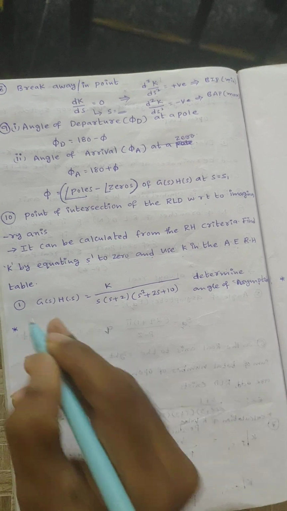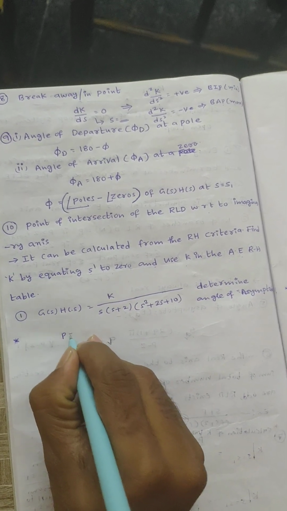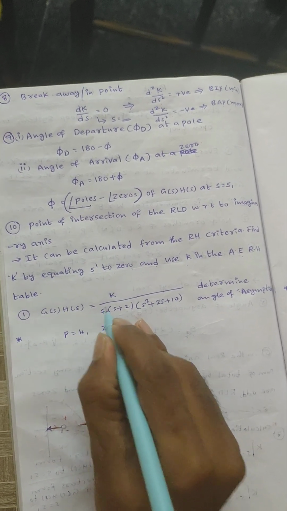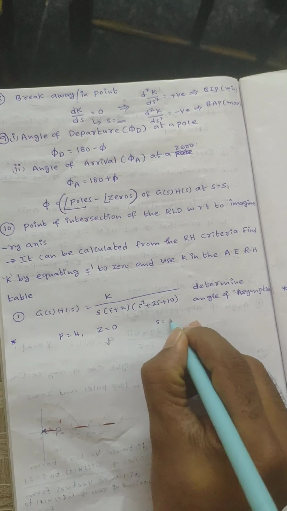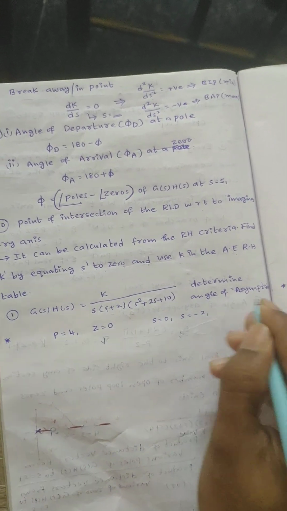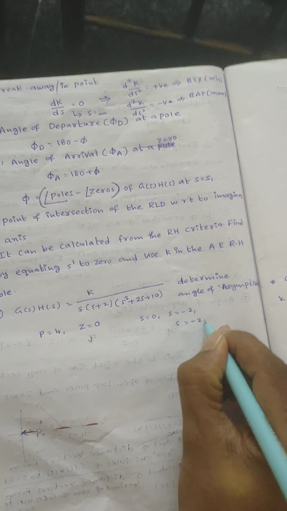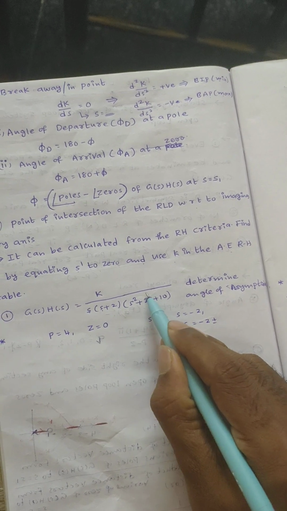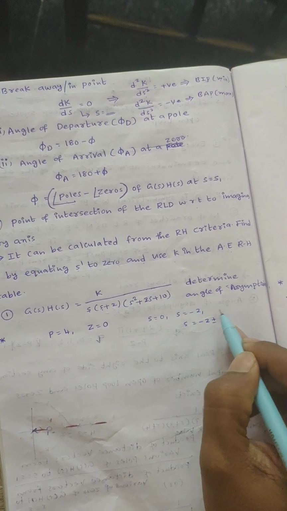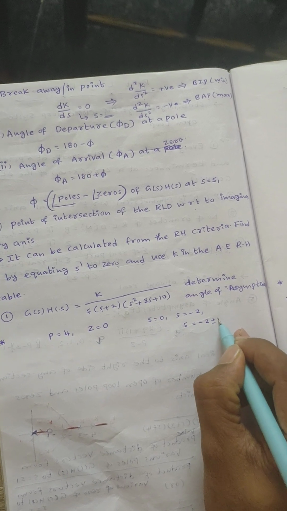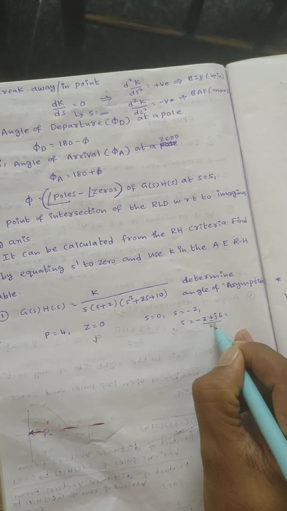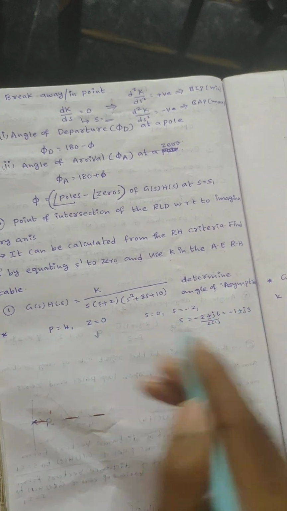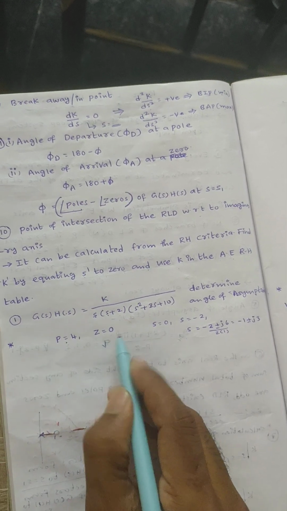But in this problem, I can explain each and every point. First, what is given? The number of poles is 4 and the number of zeros is 0. s = 0 is one pole, s = -2 is another pole. Next, s = [-2 ± √(2² - 4ac)] / 2, that is √(4 - 40) = √-36, which means j6. Divided by 2 times 1, the other roots will be -1 ± j3. These are the roots. The number of poles is 4, and the number of zeros is 0.